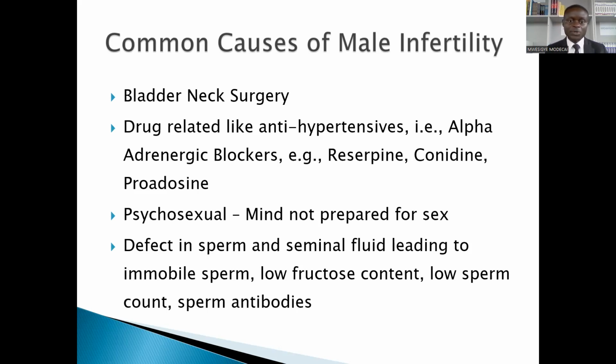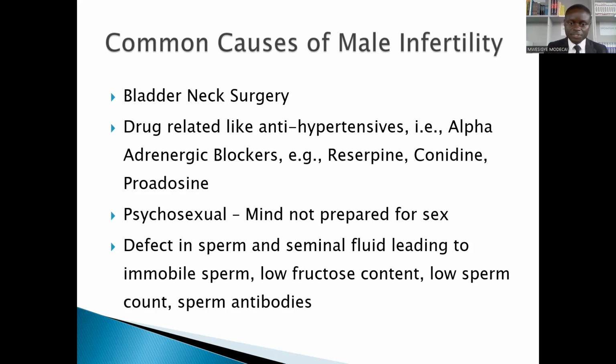We still talk about psychosexual, as we well know that sex is a mind game. So many people who don't link their mind to the sexual act fail to ejaculate or find themselves uninterested, and hence no ejaculation will take place. And that will be a psychological problem.